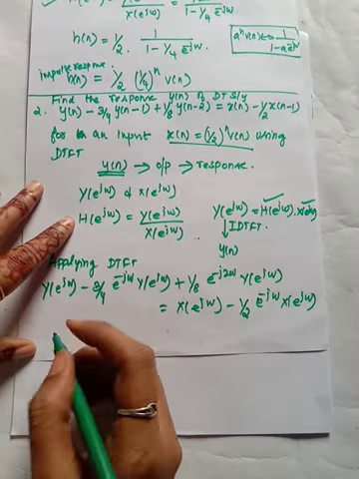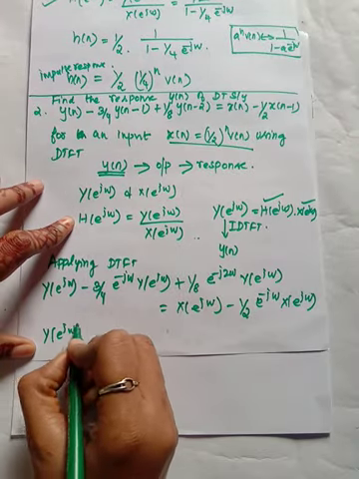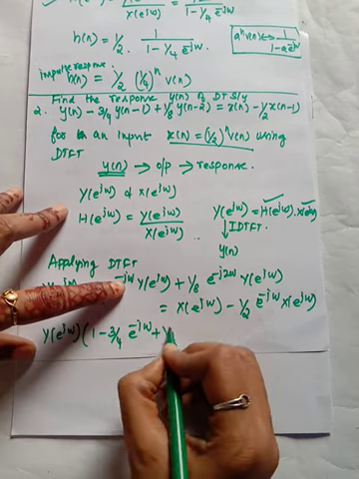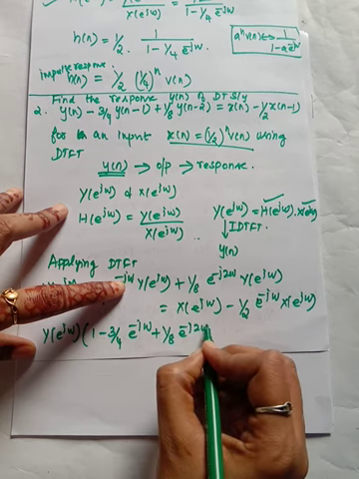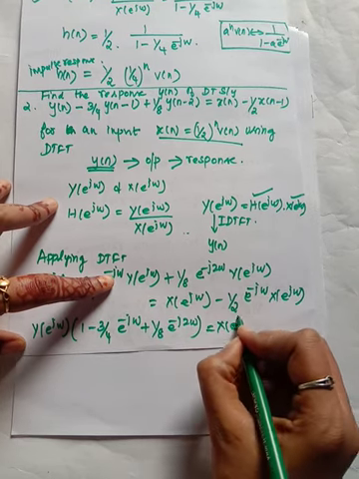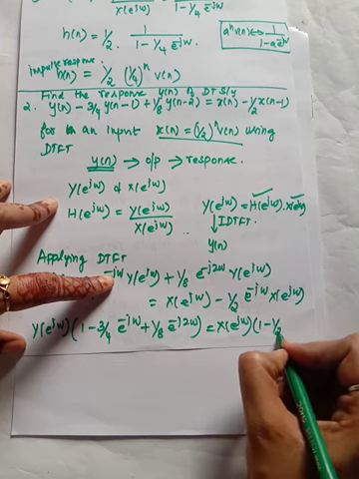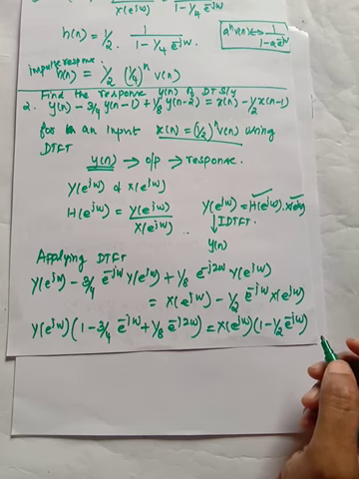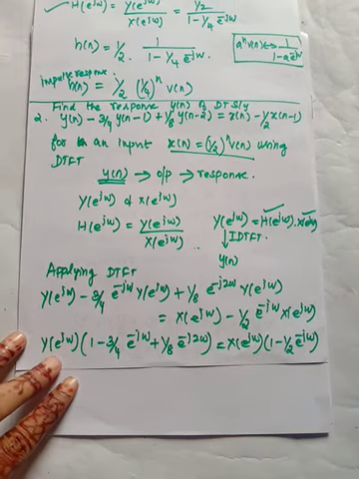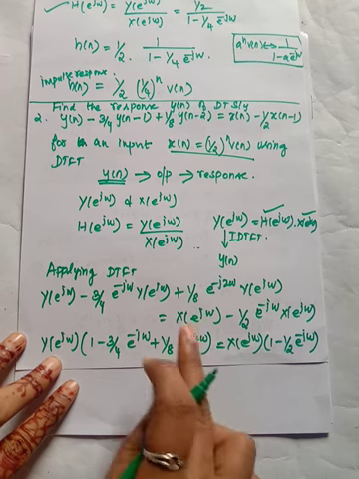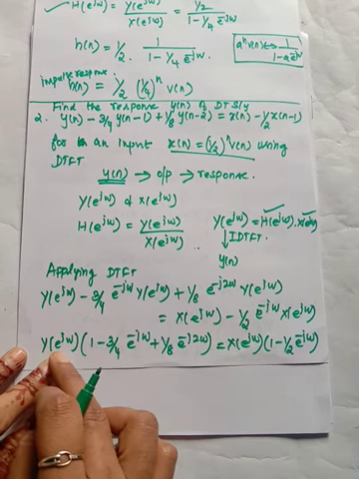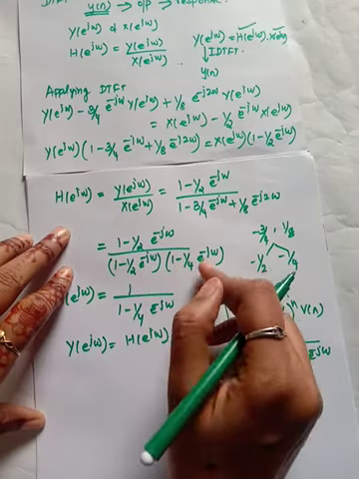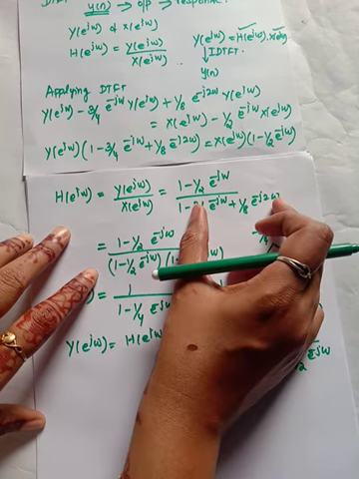Okay, now you group this: Y of e power j omega into 1 minus 3 by 4 e power minus j omega plus 1 by 8 e power minus j2 omega, which is equal to X of e power j omega into 1 minus 1 by 2 e power minus j omega. So this is what I will get after grouping. Then I am going to find out Y of e power j omega alone.